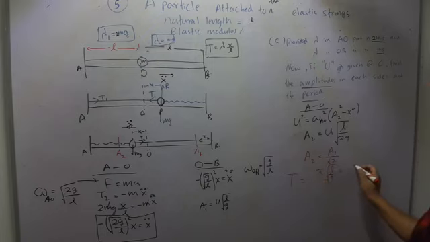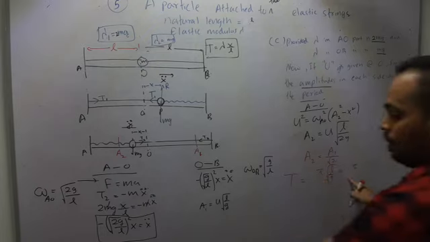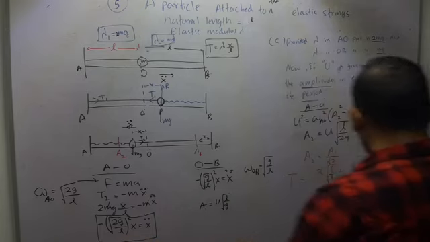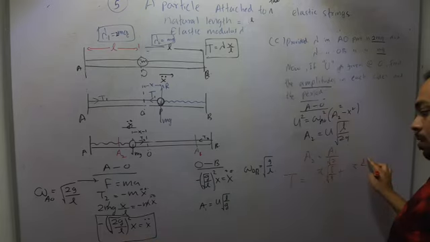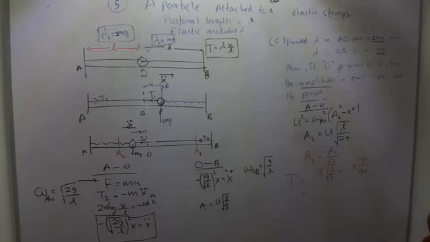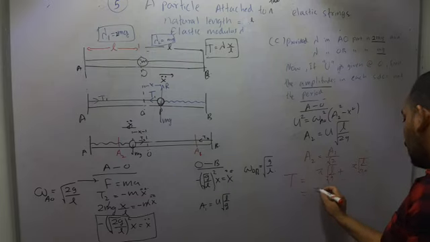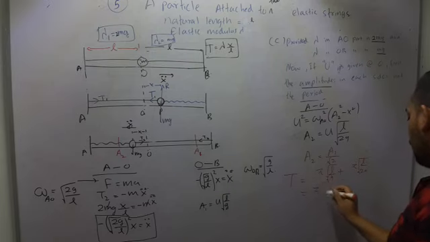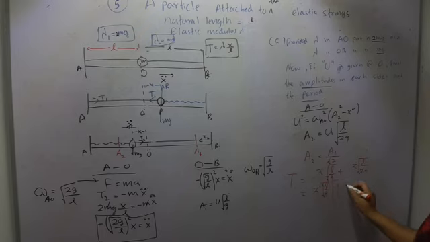Then plus pi divided by omega AO, so root L over 2g. So the total time, you can factor out pi and root L over g. Then you have 1 plus 1 over root 2. This is the total time period.